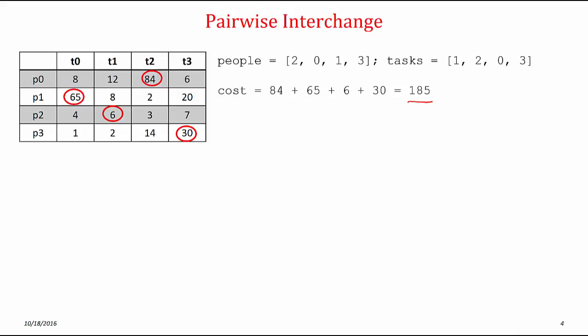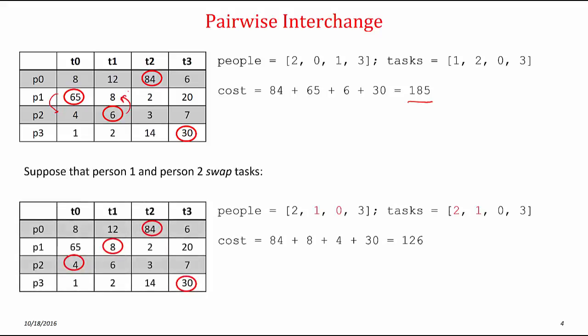So the idea of pairwise interchange says, I've got this solution. What if I pick two people and they exchange their tasks? So for this example, suppose that person 1 and person 2 swap tasks. And so in this case, person 1 will be doing this task, and person 2 will be doing that task. And so you can see in that solution, tasks 2 and 3 aren't changed at all, and we simply have the swap in our people list, and then because it's 0 and 1 on the tasks, the 0th and 1st elements of the task list also change. And so the resulting cost that we see now is 126.